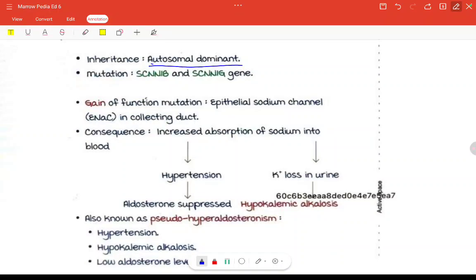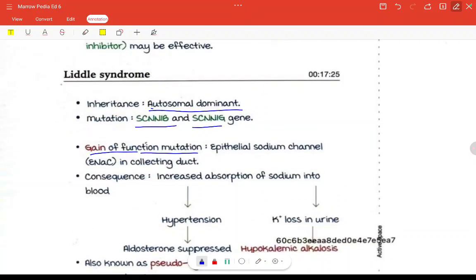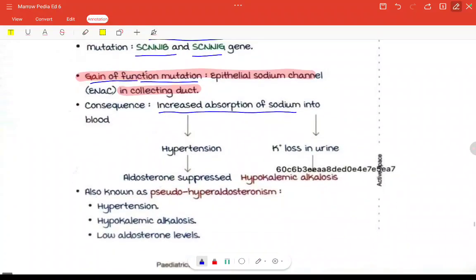There is mutation in the SCNN1B and SCNN1G genes. Gain of function mutation of the epithelial sodium channel in the collecting duct. There is gain of function mutation, right? Consequence: increased absorption of sodium into the blood. What was happening here is gain of function mutation of the epithelial sodium channel in the collecting duct. Fine. So what is the consequence of this? Increased absorption of sodium into the blood, because there was increased function mutation, right?